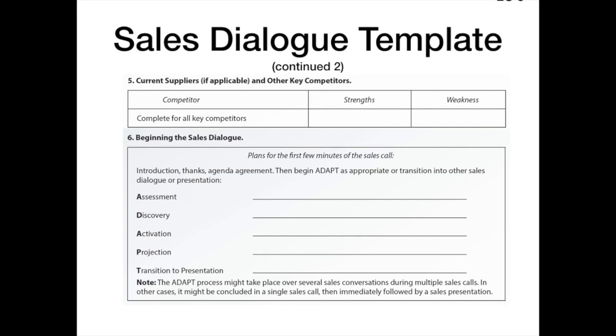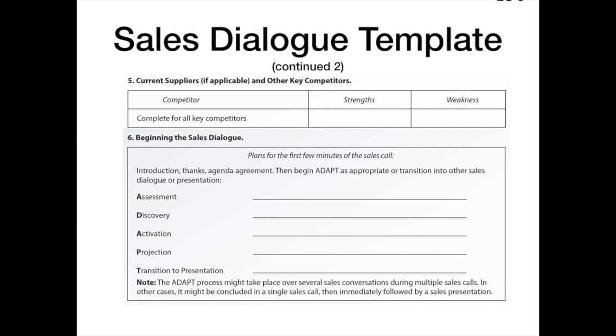In part 5, it may be a good idea to keep track of the current suppliers that the customer has used. At some point, it's likely that you will have to compare your product or service to either their current suppliers or potential suppliers. These are your other key competitors.